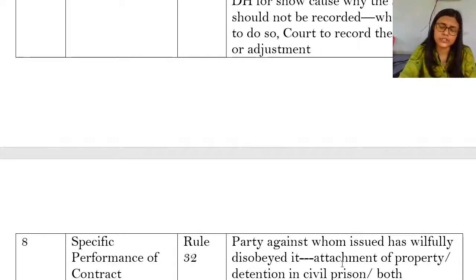Now, another issue where there is a decree for specific performance of the contract. If the person against whom it was issued has willfully disobeyed it, then his property may be attached, he may be detained in civil prison, or both may be done. Or if it is against a corporation, if a corporation was asked to specifically perform a particular contract and has not done so, we'll deal with it later.